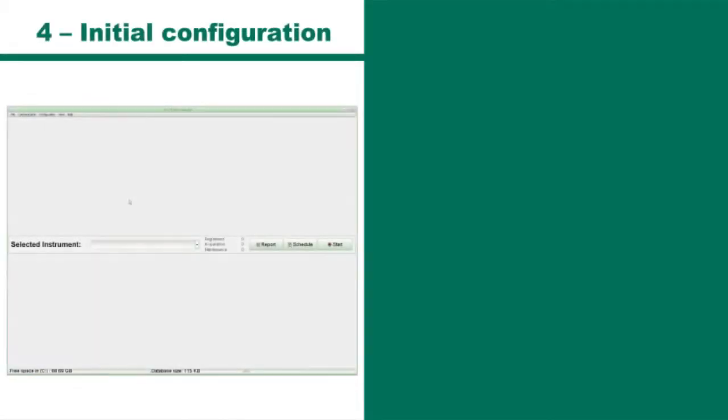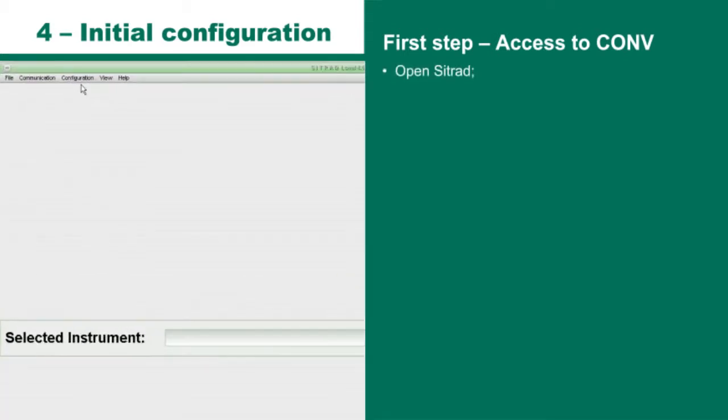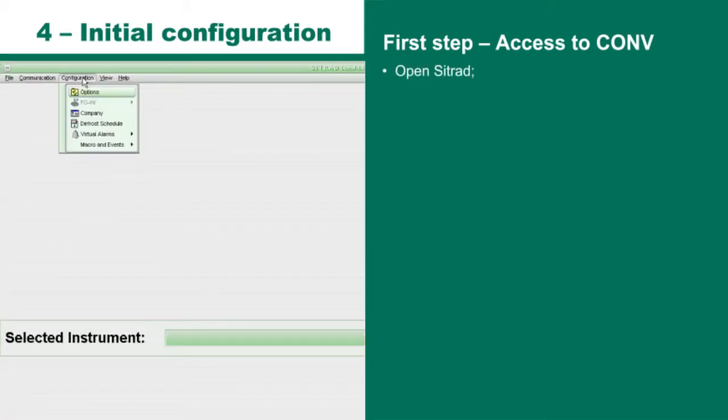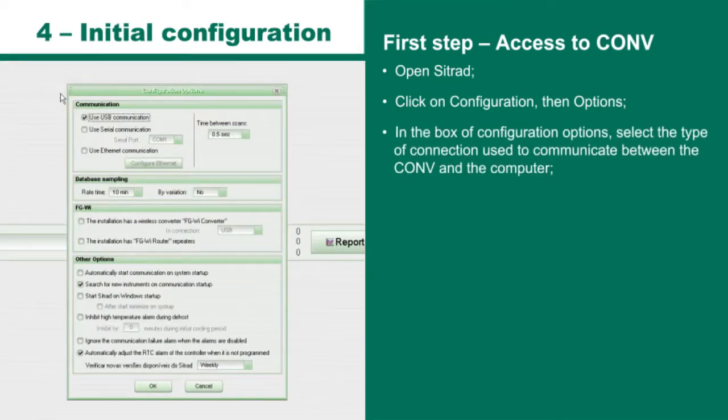Initial configuration. First step, access to Conv. With Conv connected to the computer and Sitrad running, click on Configuration and then Options. The Configuration Options box will be opened. Select the type of connection used to communicate between the Conv and the computer, in this case, USB. Set the other options according to the picture on the side.